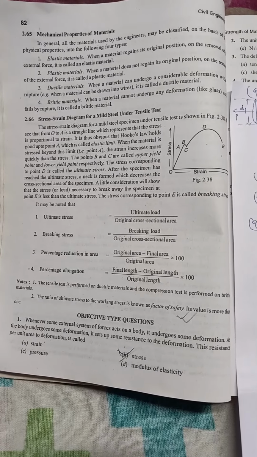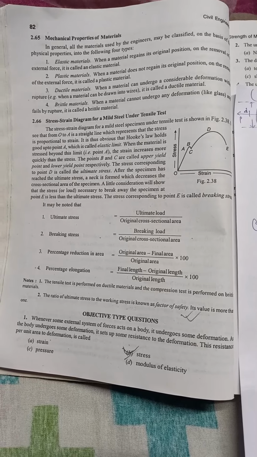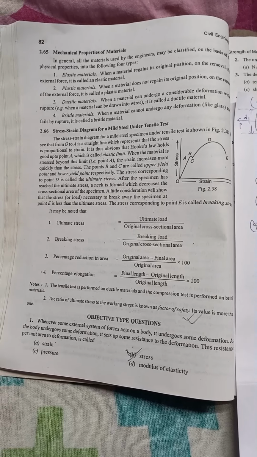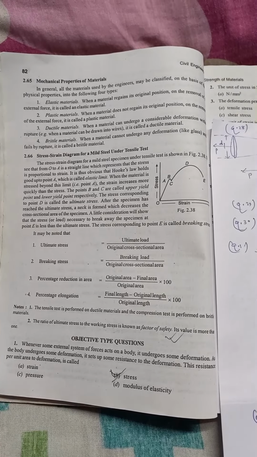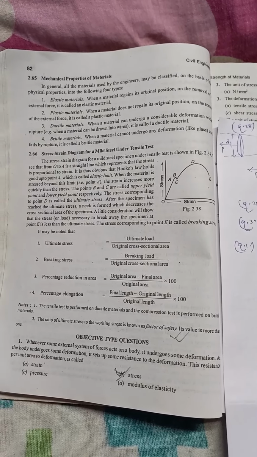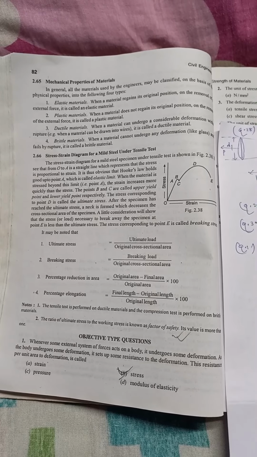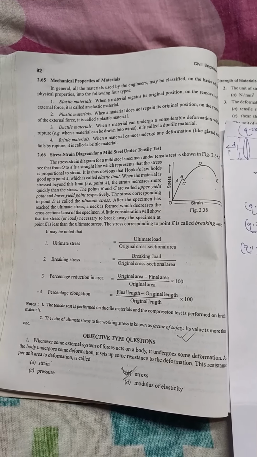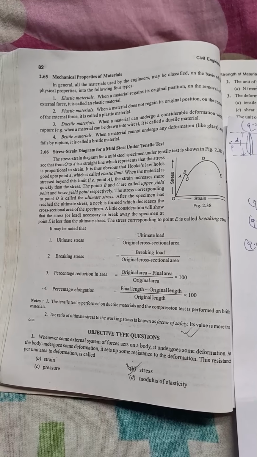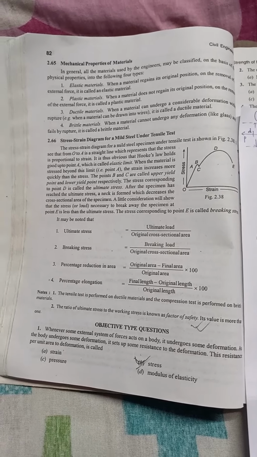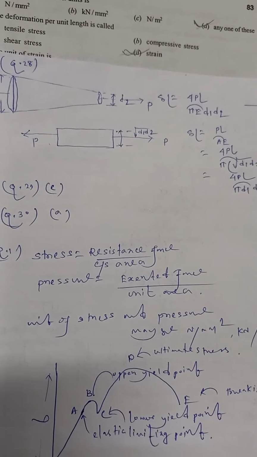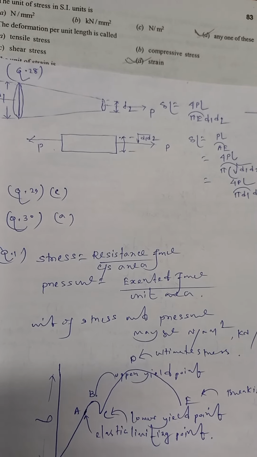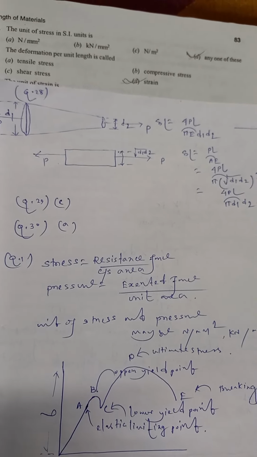Stress is the internal resistance force per unit area. If a body is subjected to some external forces, then the material will exhibit some resisting force. This resisting force per unit area is known as stress. So option B is the correct answer. It is stress. Stress is resistance force by cross sectional area, and pressure is the exerted force per unit area.